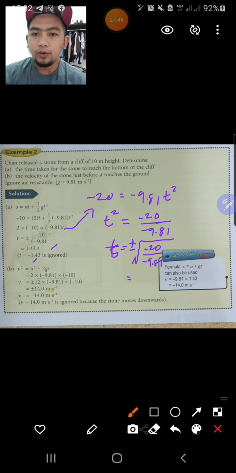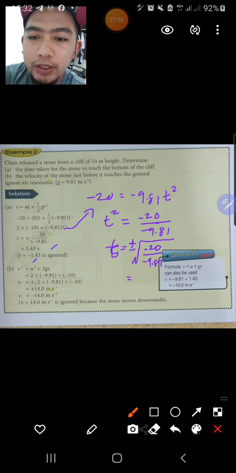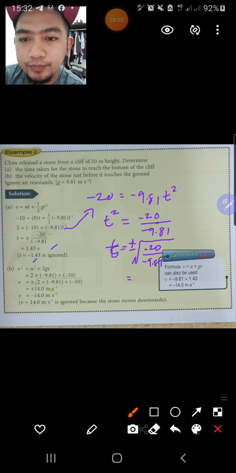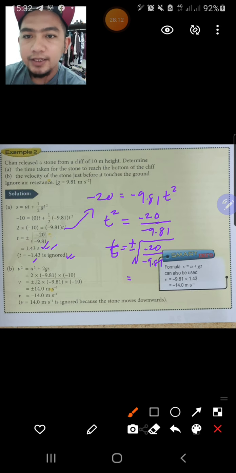So why do we choose the positive number? Because for time, the value must be positive. There is no time with a negative value. That's why we mention here that t equal to negative 1.43 second is ignored. You must mention this too. And then this is the chosen one: 1.43 second. Okay, next.